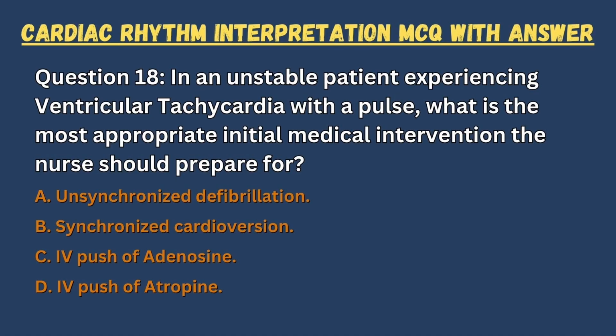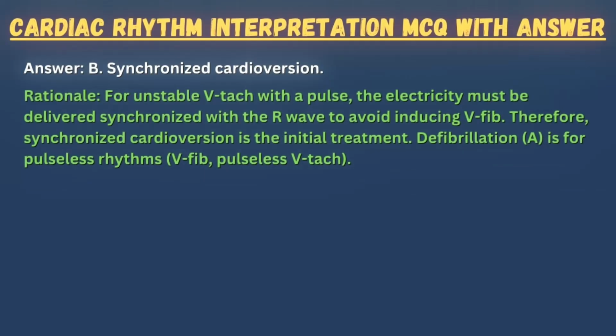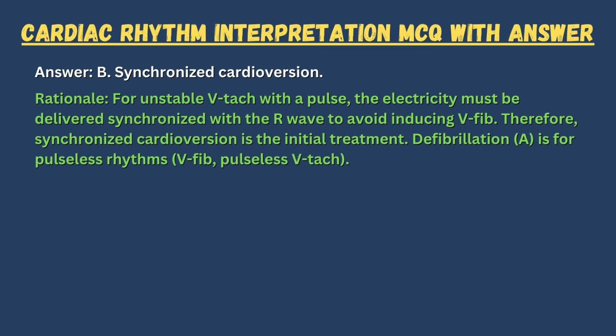A. Unsynchronized defibrillation. B. Synchronized cardioversion. C. IV push of adenosine. D. IV push of atropine. Answer. B. Synchronized cardioversion. Rationale. For unstable V-Tach with a pulse, the electricity must be delivered synchronized with the R wave to avoid inducing V-Fib. Therefore, synchronized cardioversion is the initial treatment. Defibrillation, A, is for pulseless rhythms, V-Fib, pulseless V-Tach.